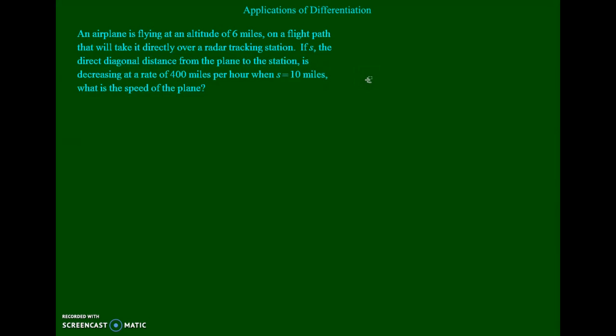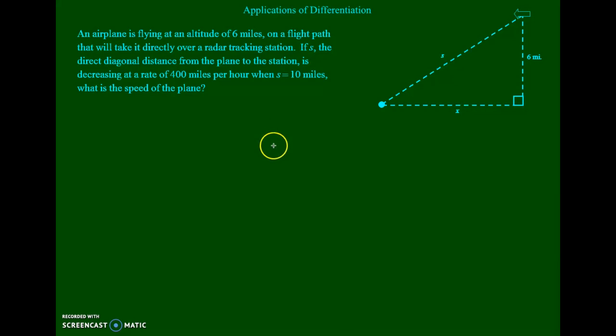Now for this problem, I'm going to need a picture. So let's go ahead and bring up a picture of this situation. Here we have the plane, 6 miles high, and the direct distance from the plane to the station is labeled S. And I've labeled the horizontal distance from the plane to the station as X.